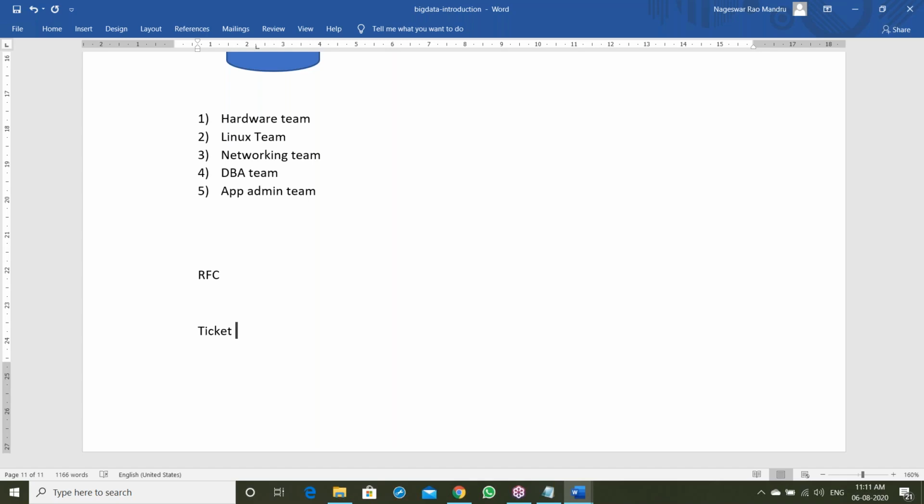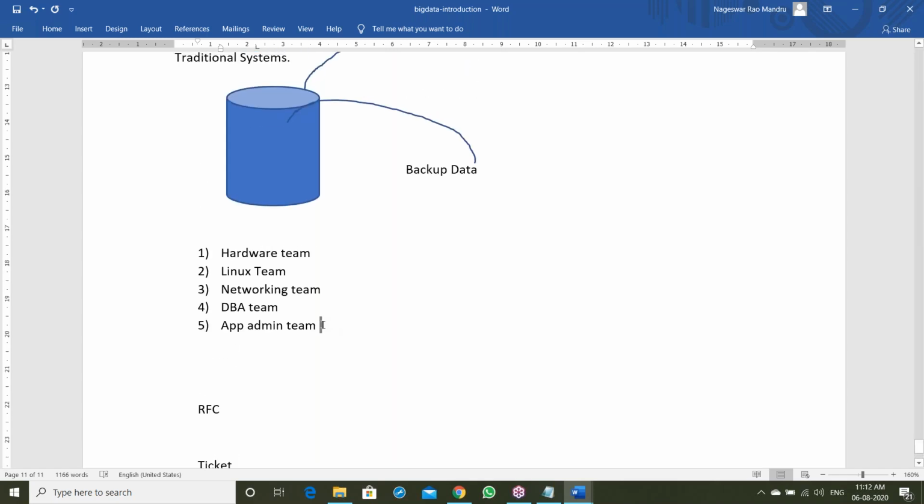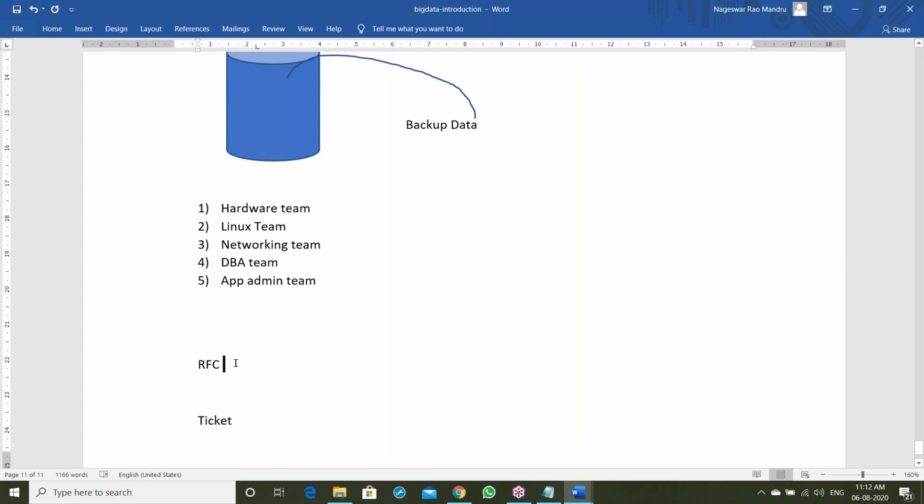The ticket goes to the help desk, and from the help desk the ticket is delivered to the concerned team. The concerned team receives the ticket and works on it. But in this case, production server failures need an RFC, request for change. That RFC should be approved by the data center director. For a data center, this is the director, and it should be approved by the director.